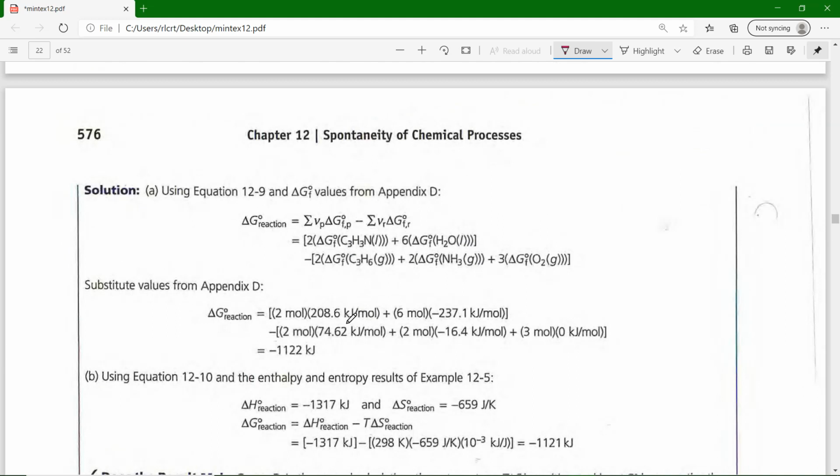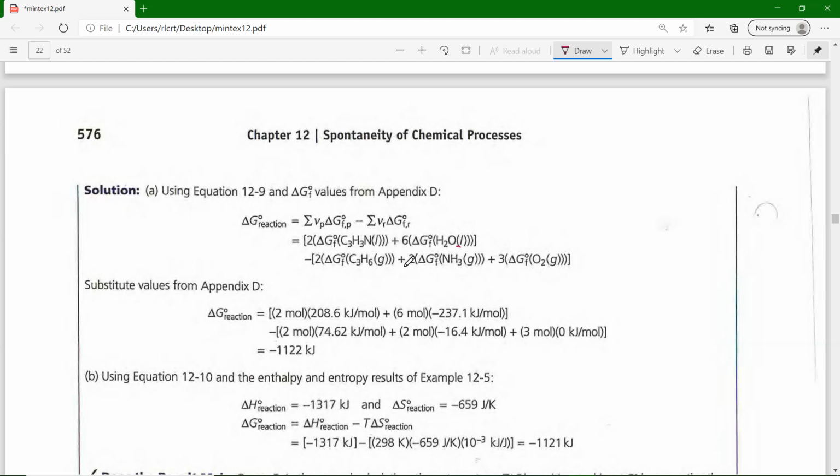So we have 2 moles of C3H3N liquid, 6 moles of water liquid, right? Got to be careful with the phases. Minus 2 times the delta G naught of formation of C3H6 plus 2 times the delta G naught of formation of NH3 gas plus 3 times the delta G naught of formation of O2 gas. Well, look at all those parentheses there. Well, I haven't seen that many brackets since the last NCAA March Madness tournament.